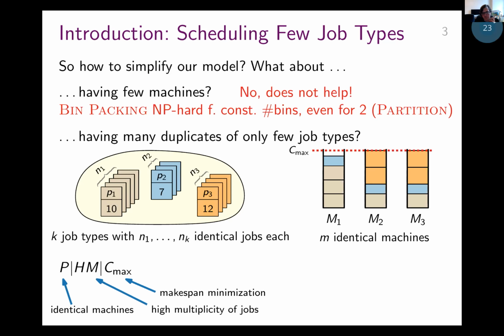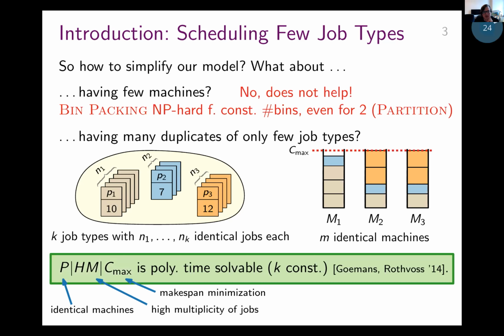So this would be called PHMCmax, where HM stands for high multiplicity encoding. And it turns out that this problem is polytime solvable if K is a constant by a breakthrough result of Goemans and Rothvoss from 2014. They were interested in bin packing with few item types, but as we saw, this is equivalent to makespan minimization. So, okay, we have some positive results. So now this refines our question: how could we make the model richer, just a little bit, or maybe more, so that it becomes hard?